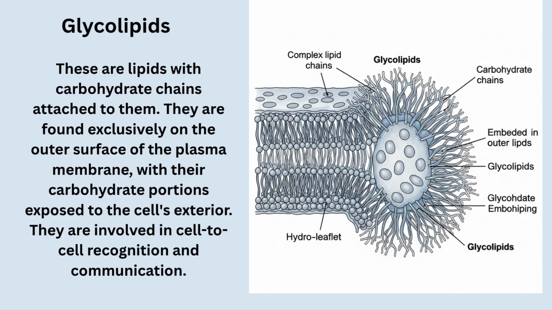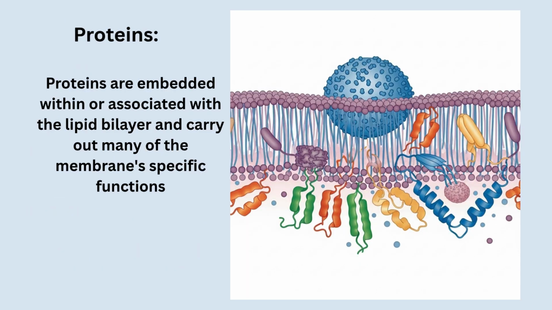Glycolipids. These are lipids with carbohydrate chains attached to them. They are found exclusively on the outer surface of the plasma membrane, with their carbohydrate portions exposed to the cell's exterior. They are involved in cell-to-cell recognition and communication.